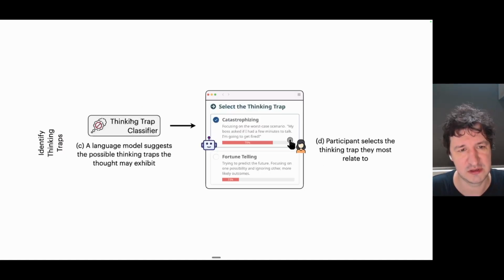The chatbot tries, using a thinking trap classifier that was developed by the authors of this paper, to identify the thinking trap and actually suggests the user select from a couple of options. Which gives the user freedom, right? So it could be that this classifier is not working perfectly, but it's not a problem because you can say, oh, actually, fortune telling is much more suitable for me at this moment. So you can select catastrophizing, for example, where you're focusing on the worst case scenario.